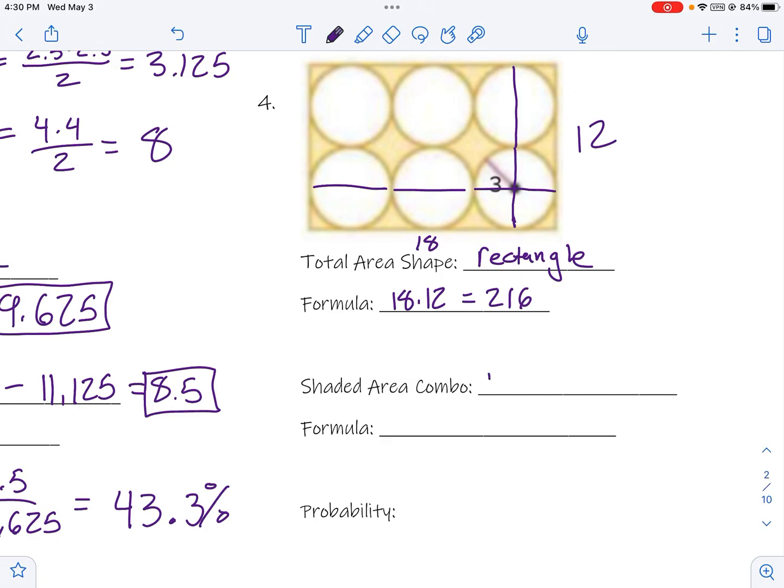So my rectangle minus my circles. I already have my rectangle as 216. My circles, I have 6 of them. It'll be 6 times pi times my radius, which we said was 3 squared. So I'll type that in. We'll do 3.14 again.